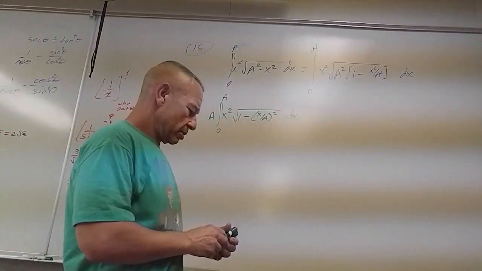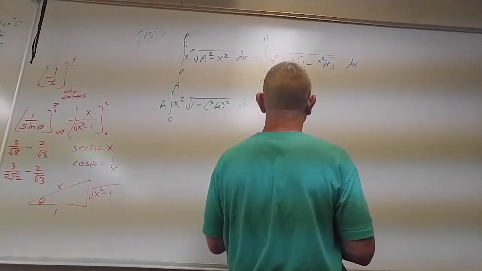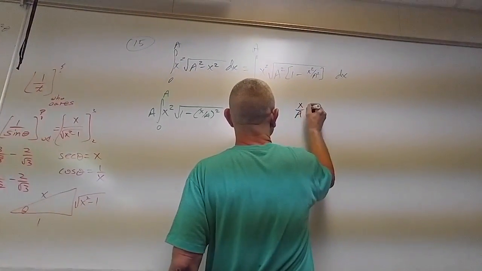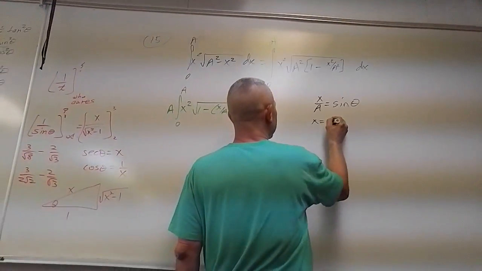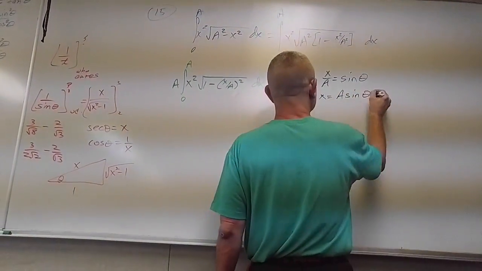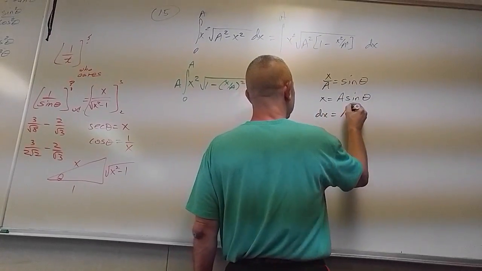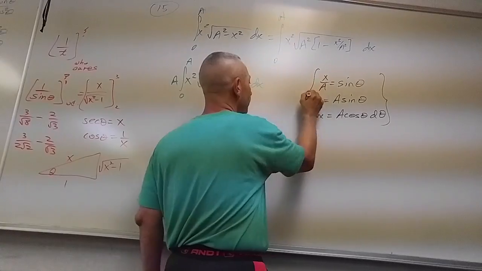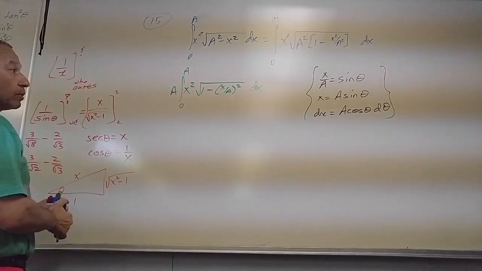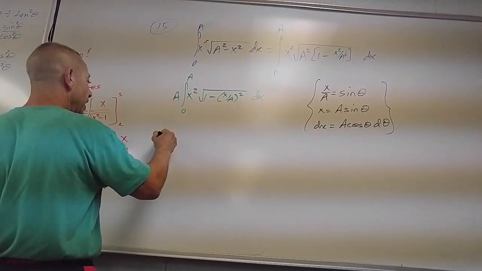obvious. What is the substitution? x over a equals sine theta, or x is a sine theta. So dx is a cosine theta d theta. Well, let's see, that's a, integral.